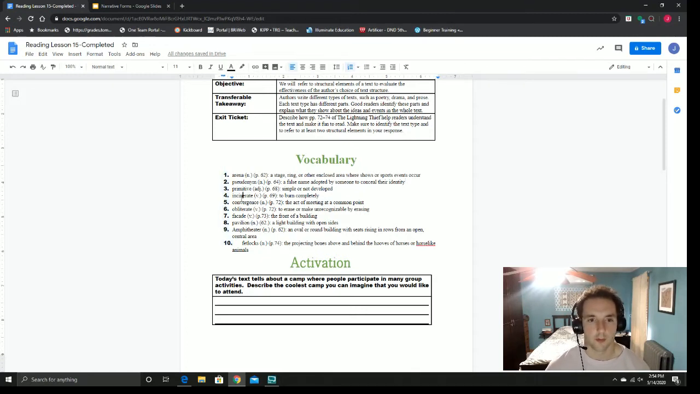The number 4 is incinerate, which means to burn completely. That's what it means. If it's burned up in flames, it's incinerated. Number 5, the word is convergence, which means the act of meeting at a common point.